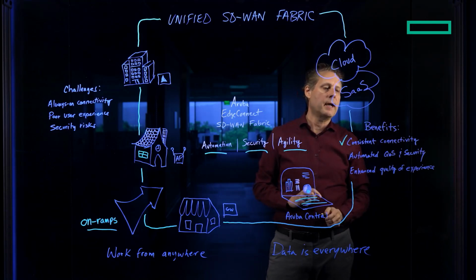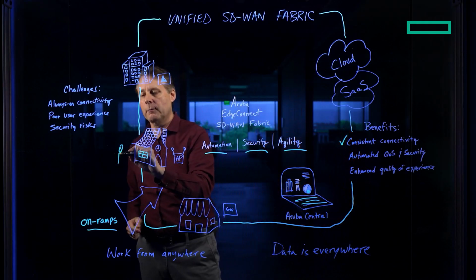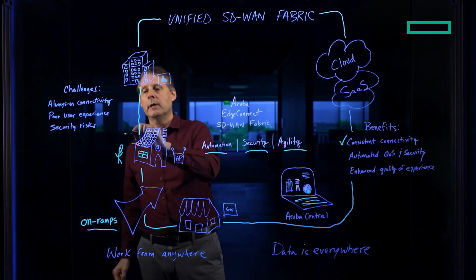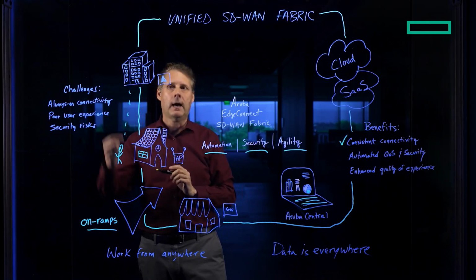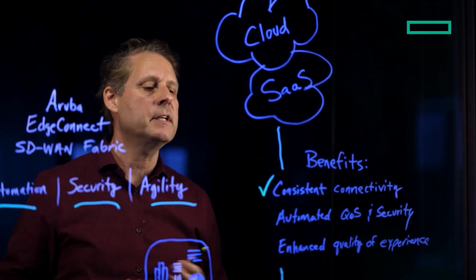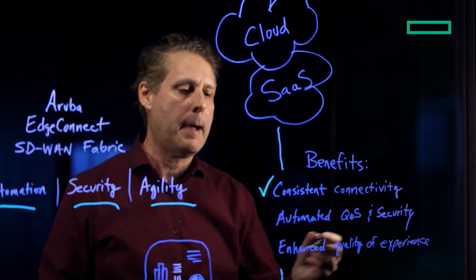The first is around consistent connectivity. That means if I'm over here and I'm working from home, I can connect into the network. But if I move and I go to the office today, I have a similar connectivity. It's easy, it's seamless, I don't even need to think about it. And IT doesn't need to provision things to make that happen.